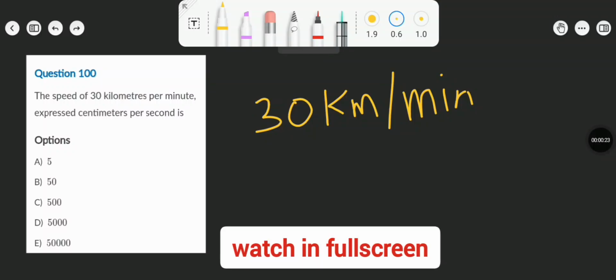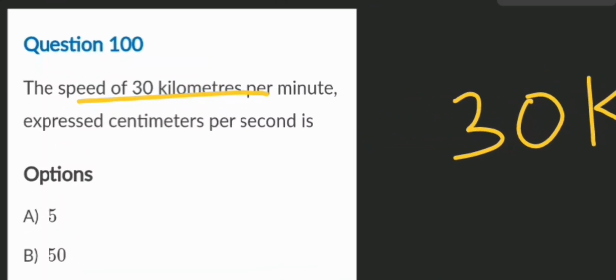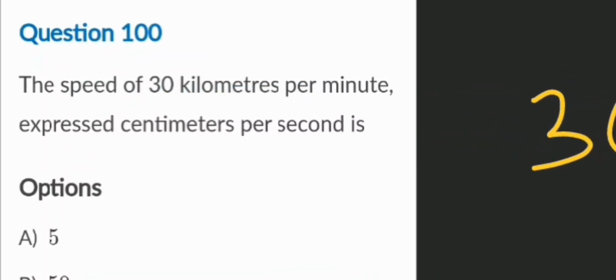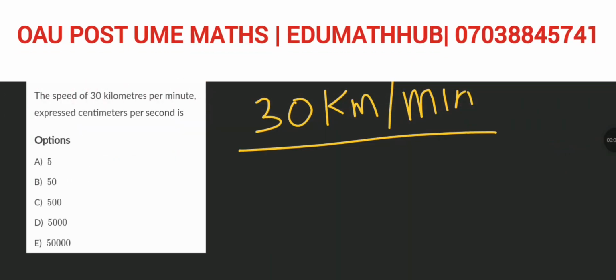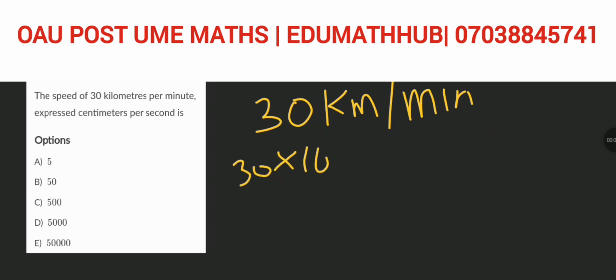So let's take the first question. The speed of 30 kilometers per minute expressed in centimeters per second is... So you have to express this in centimeters per second. It's very simple. Kilo means 1000. So you can just write 30 times 1000.